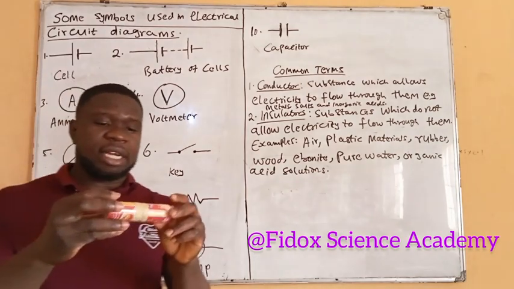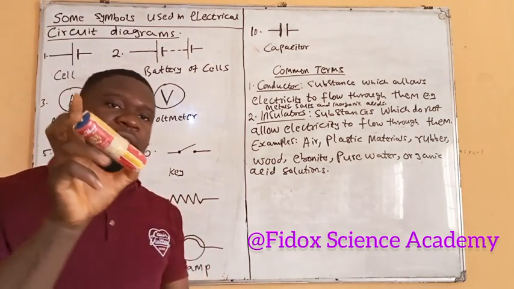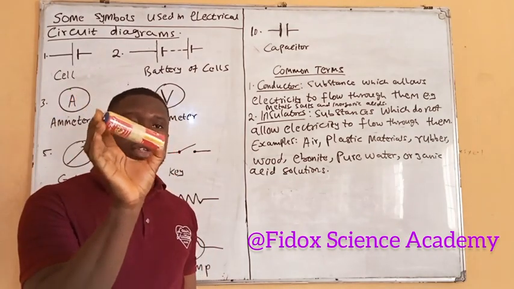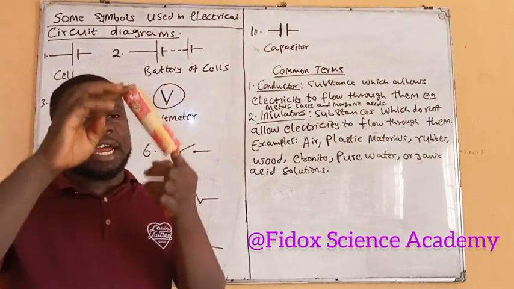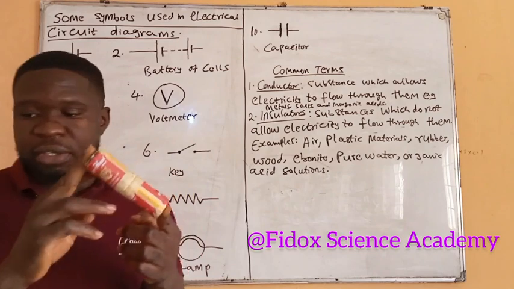So here is an example of a battery. That's a collection of two or more cells. Here is a battery. Of course, this is a dry cell.